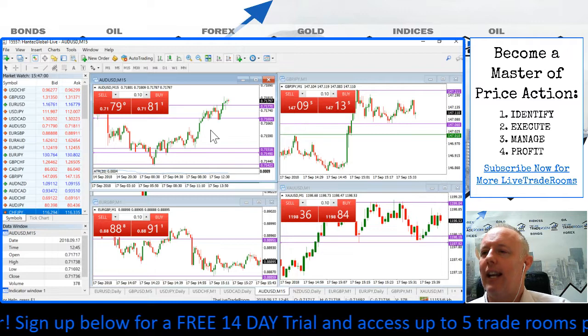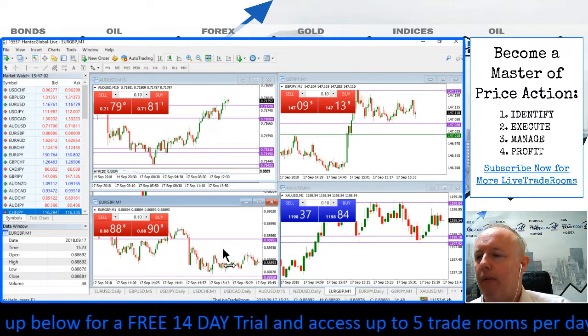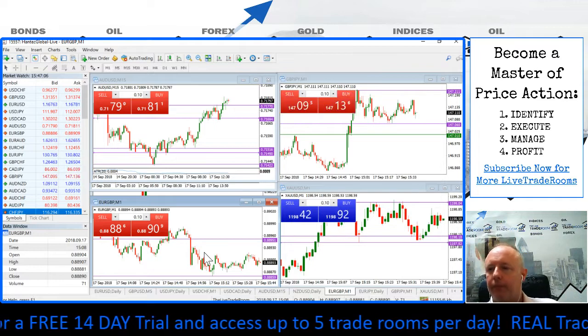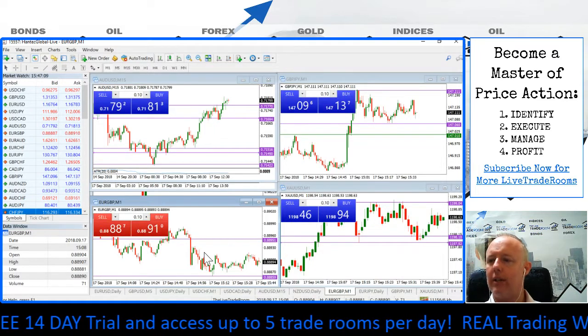So there's a distinct lack of direction in some of these markets, but it doesn't mean to say that we can't sort of snipe and take a couple of opportunities.